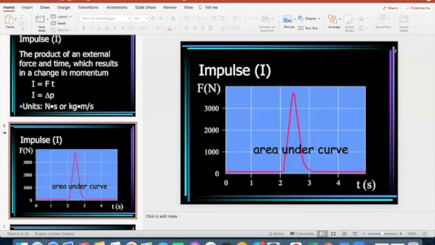All right. So here, the area under the curve is the impulse. You have a force in newtons along the y-axis, the positive y-axis, and then you have time in seconds along the positive x-axis. So under that curve here is your impulse. So newtons times seconds.